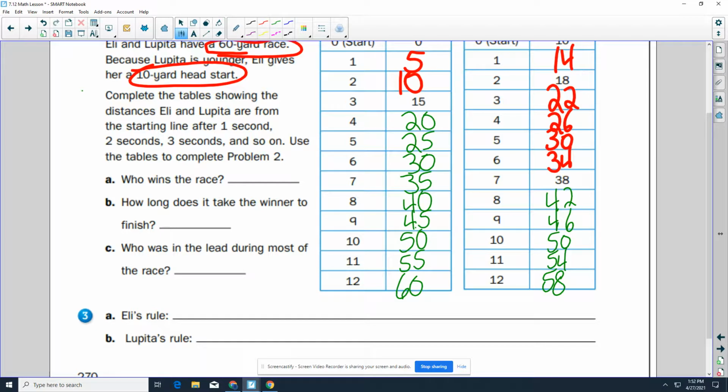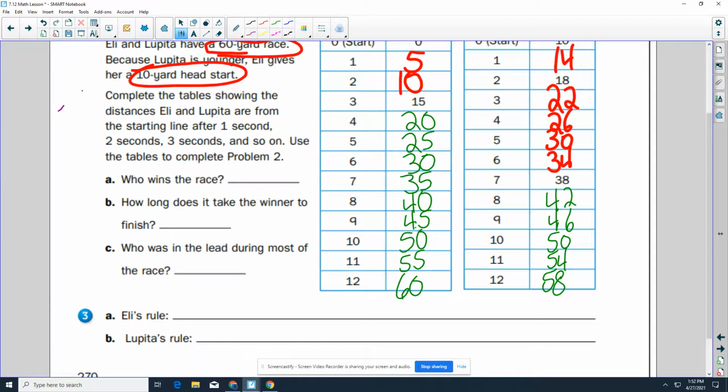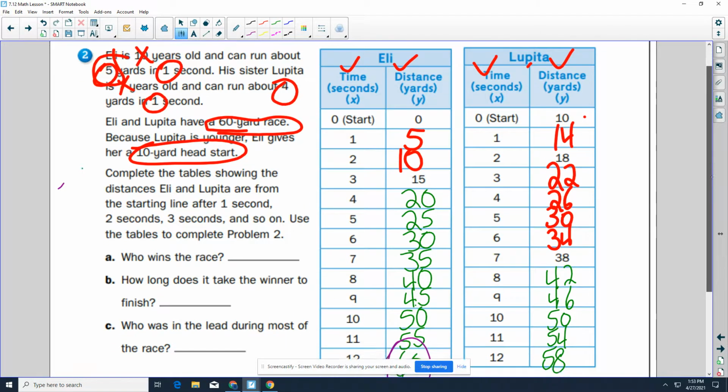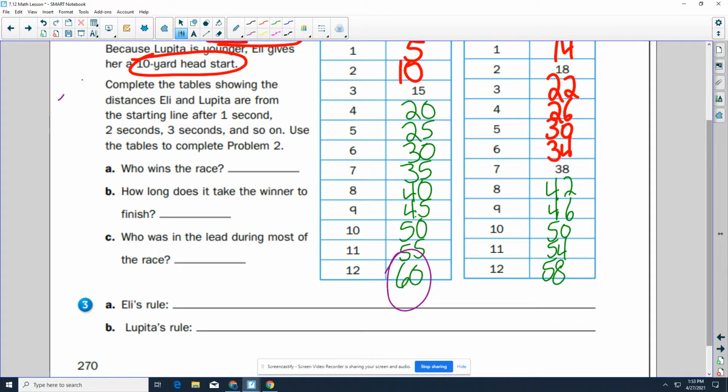Okay, so when I look at this data, now it asks who wins the race. So hopefully you've already figured this out. But if we look, we know it's a 60-yard race. Who reaches 60 yards first? I can see that, looking back here, Eli reaches 60 yards. Lapita would still have to run another half second to get that. So who wins the race? It would be Eli. So again, we're just interpreting data.